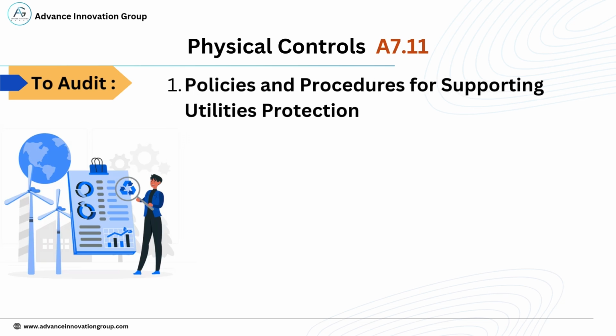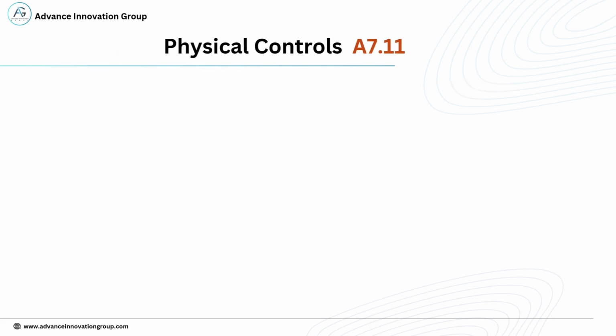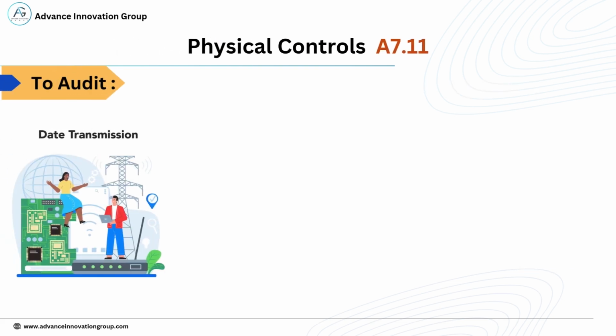1. Policies and procedures for supporting utilities protection. Verify that the organization has formal policies to protect facilities from disruptions due to utility failures, e.g., power, HVAC, water. Ensure the policies address risks related to utility failures and comply with relevant standards, e.g., ISO 27001, NIST, PCI-DSS.